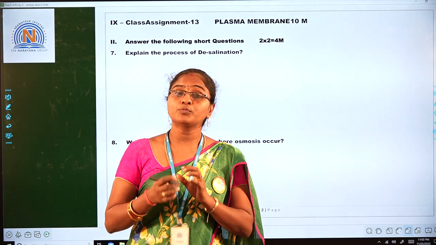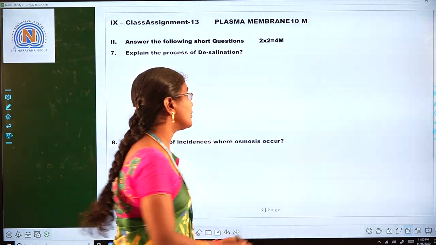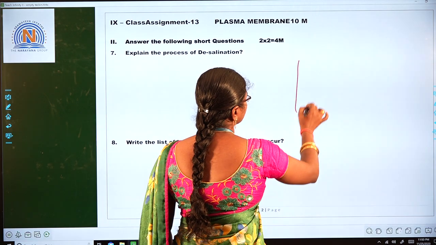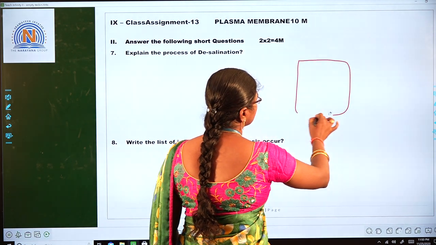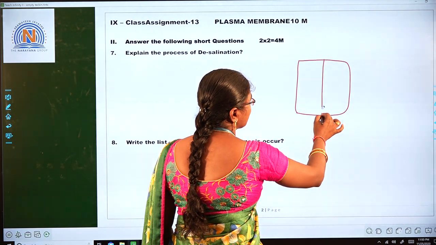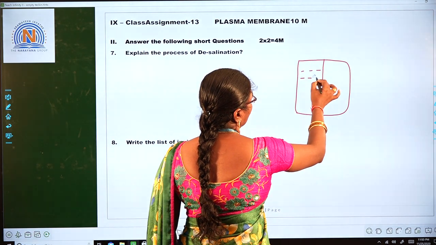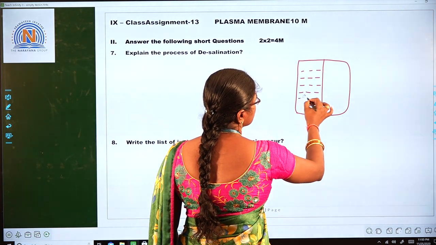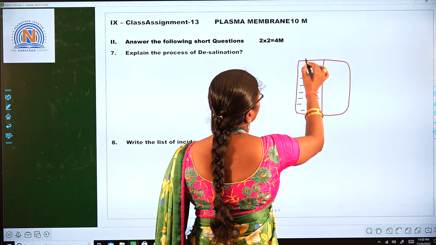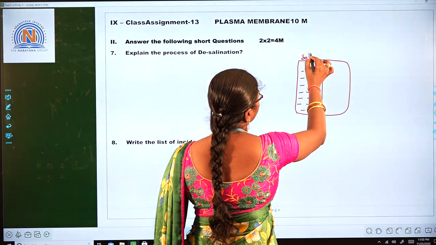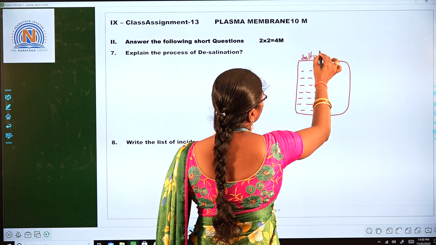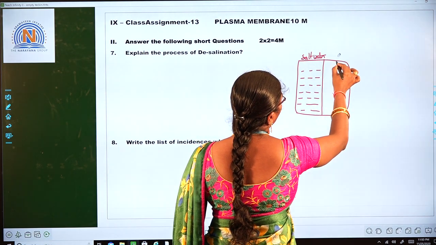So what will we do? Generally we know that this is a beaker, it is a membrane, it is the salt water, and this is the normal water.